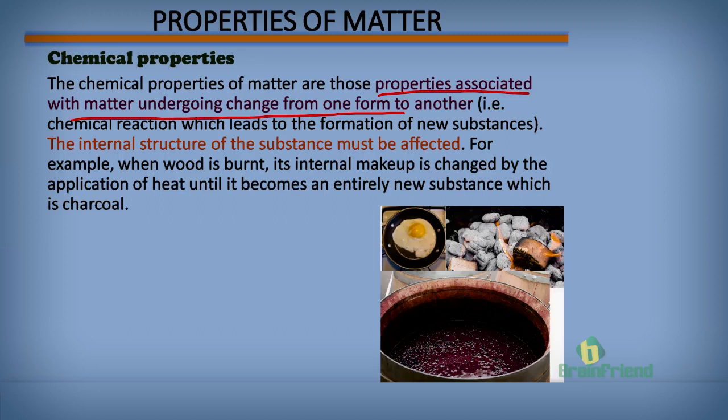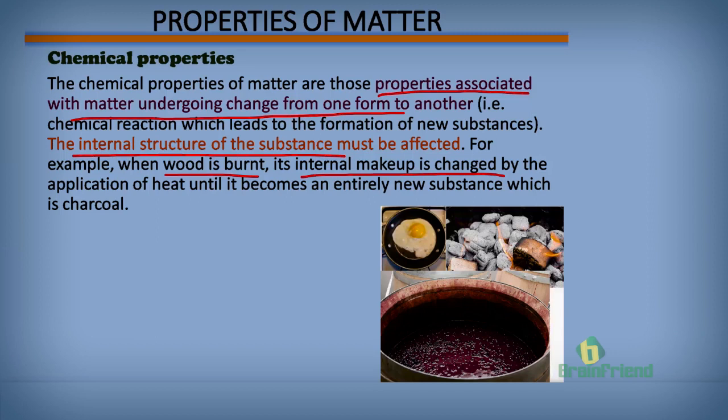So in identifying the chemical properties of a substance, we should know that the internal structure of the substance must be affected. Okay? Using wood as an example now. When it is burnt, its internal makeup is changed by the application of heat until it becomes an entirely new compound, which is what? Charcoal. When you bring firewood and burn it, it changes to charcoal. That charcoal can never be transformed back to what it used to be.